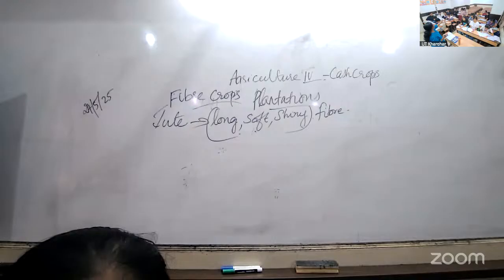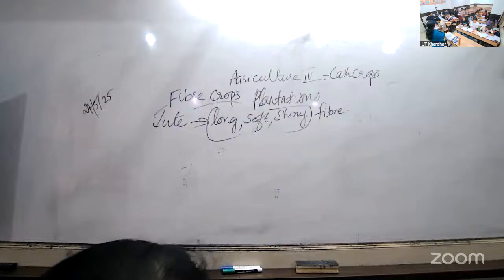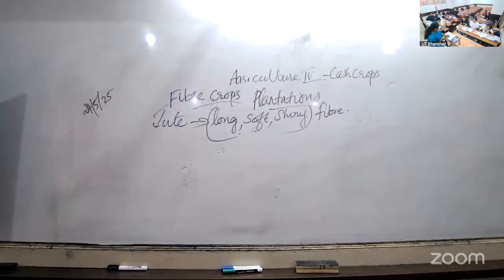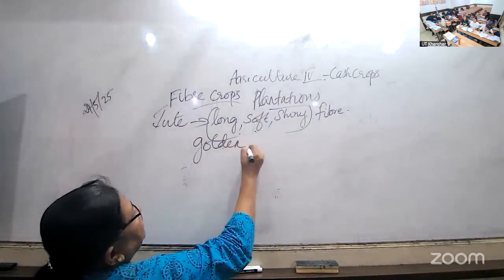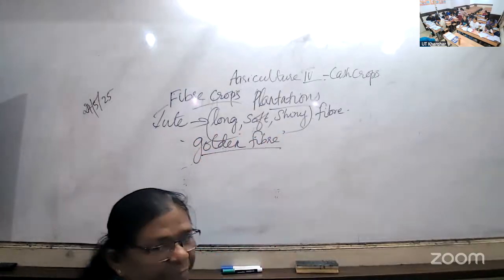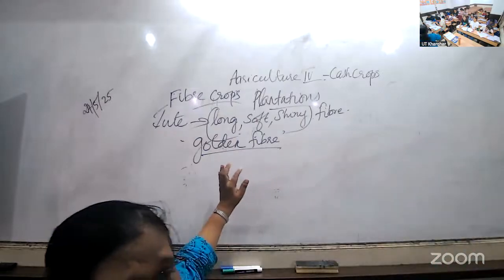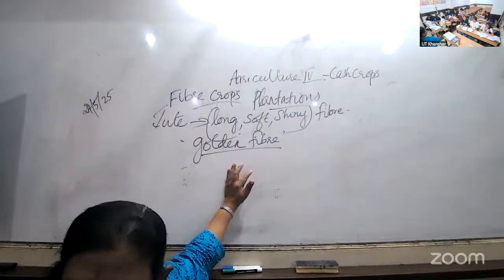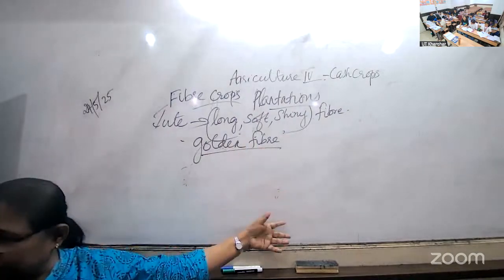Both are called jute. The fiber which we get from the plant as a whole is also called jute. See, you will not get the question directly like write a note on jute. Which crop is known as golden fiber? So indirectly the question will come and then you have to write about it.